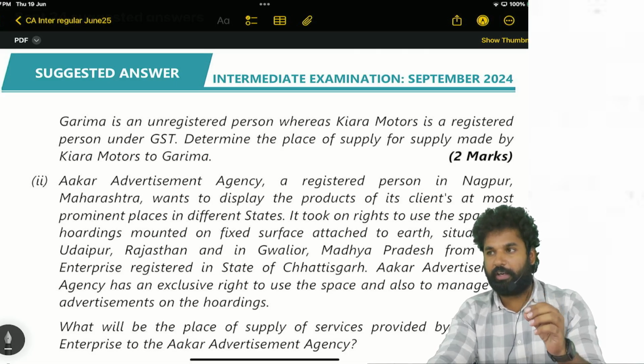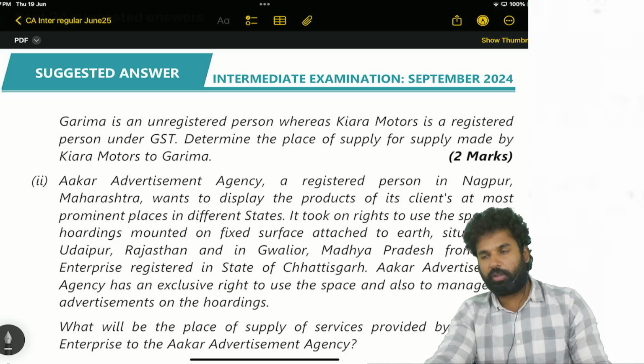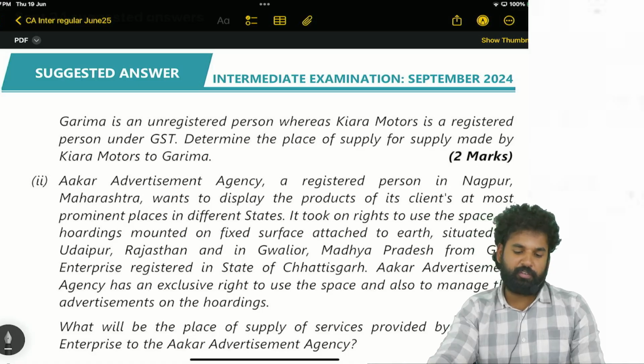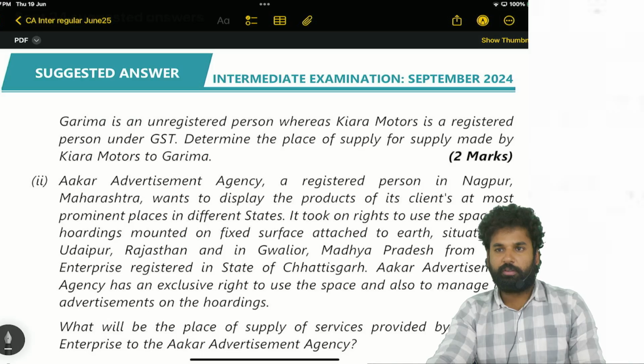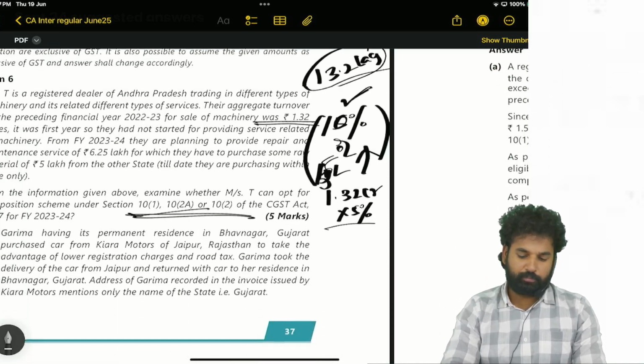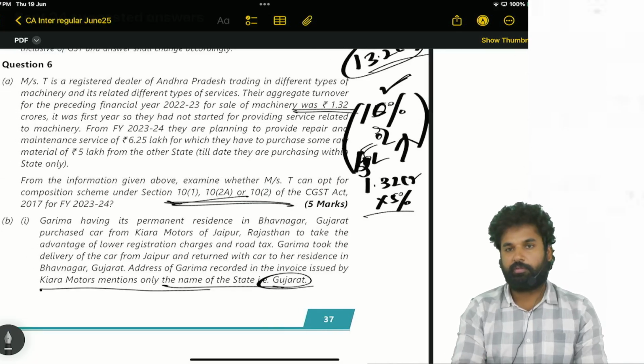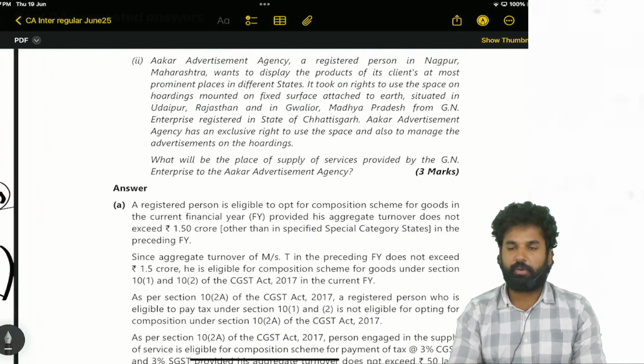See, we have read a new provision, which is amended, that whenever it is being supplied to an unregistered person, who is coming on tour or coming to some place, purchasing from there and going back, but at least the address is given, at least the state is given, then in such cases that state will be the place of supply. Here the state is mentioned. Kiara Motors mentions only the name of the state, Gujarat. In that case the place of supply can be Gujarat.